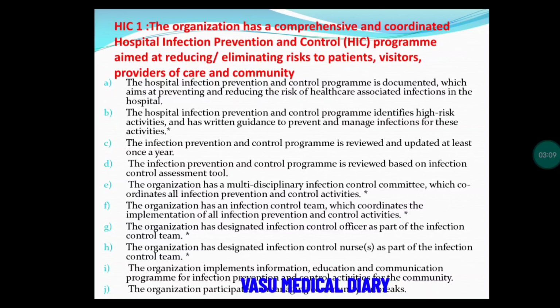The organization has an infection control team which coordinates the implementation of all infection prevention control activities. So there should be an infection control linked nurse, there should be an infection control manager and a spokesperson from all the departments. The organization has a designated infection control officer as part of the infection control team. There should be a specific designated person who will manage all infection control activities. The organization has a designated infection control nurse as part of the infection control team.